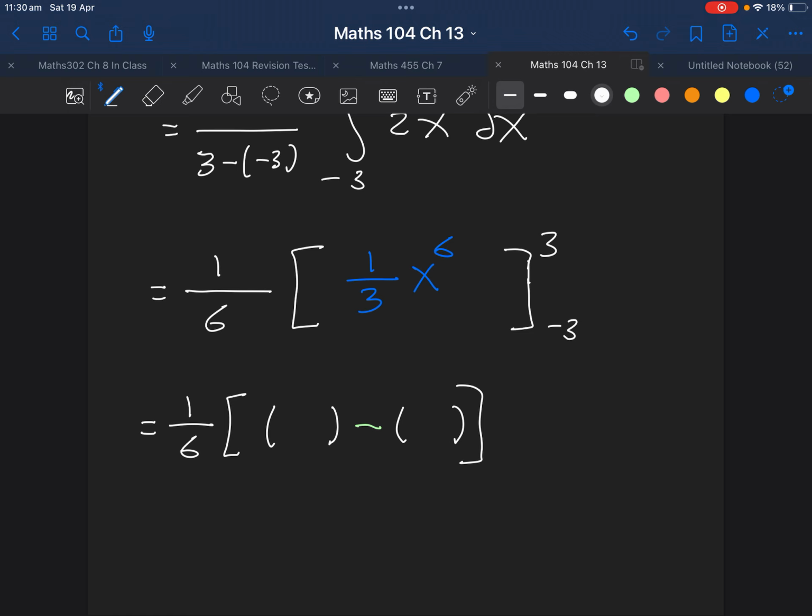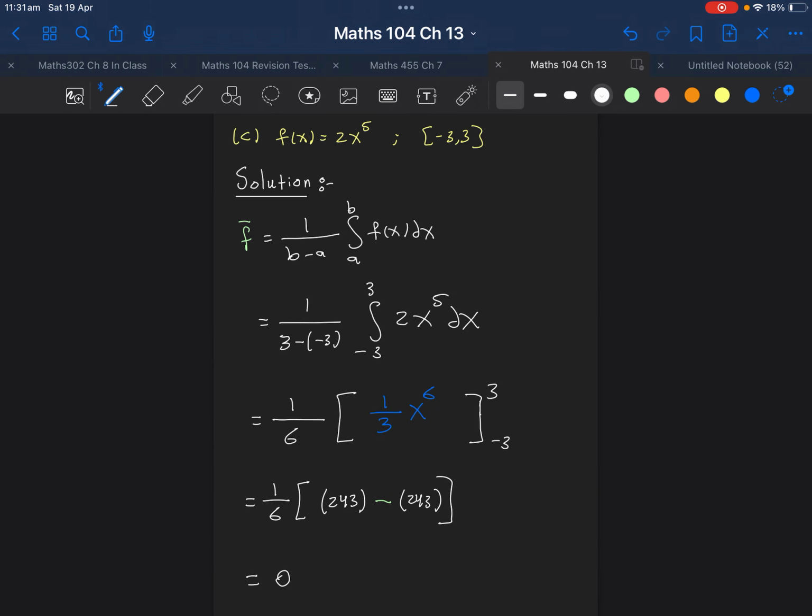Now, if you substitute 3, you'll get a big number, 243. If you substitute negative 3, you will get the same number. So the average value is just 0. So sometimes the average value is 0. There's a reason: the function goes from -3 to 3, so the area on the negative side is the same as the area on the positive side. As average, they go to 0.